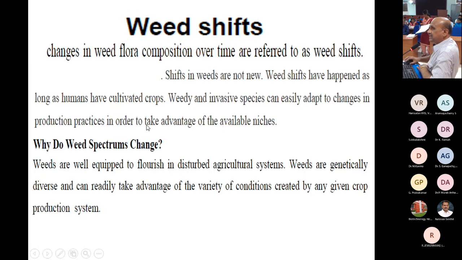Apart from this, weed shift is also there. Changes in weed flora, that is composition, over time are referred to as weed shifts. These shifts in weeds are not new. They have been happening for a long time. As humans have cultivated crops, weedy and invasive species can easily adapt to changes in production practice in order to take advantage of the available niches.